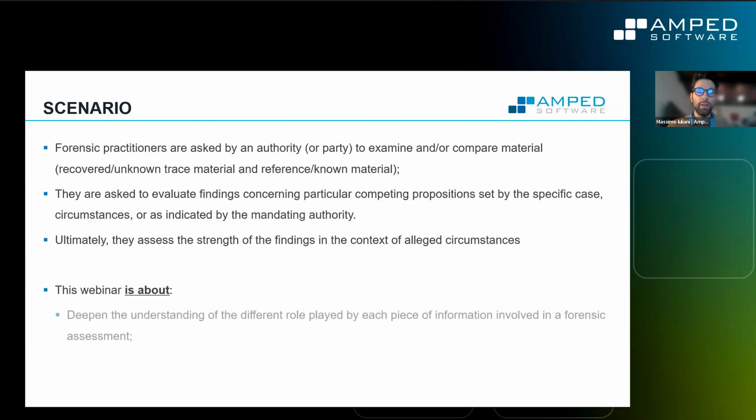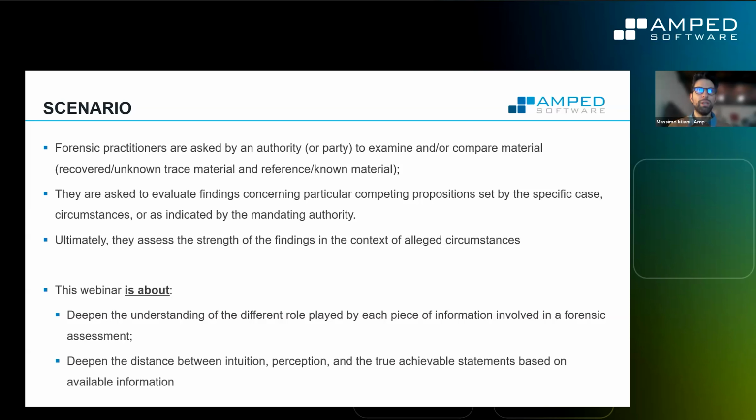However, there is a common field that we are going to treat today: trying to deepen the understanding of the different roles played by each piece of information involved in the forensic assessment. We acquire the material, we extract features, we use tools, we combine them together, we provide the outcome, and we interpret the finding. Furthermore, we want to examine the distance between the intuition we have about probability. Just to say, when we read that the probability that this image is a deepfake is 90%, what does this mean? Is the intuition that we receive from this sentence correct, and does it correspond to a real probability? So we'll try to understand which statements are truly achievable based on the available information.